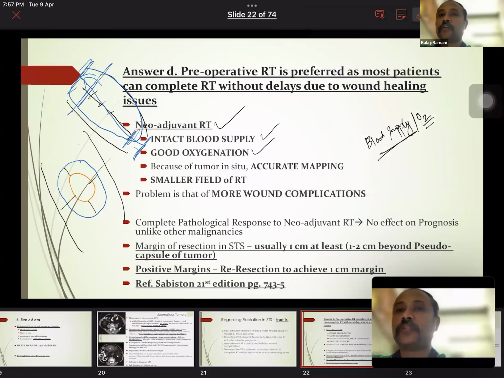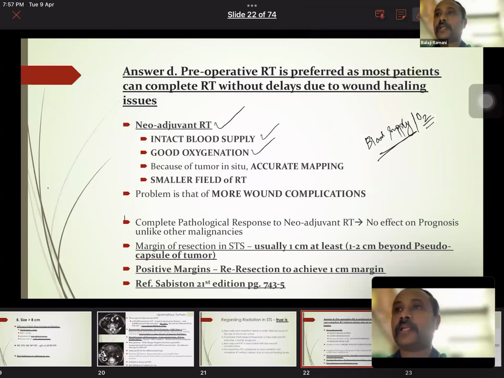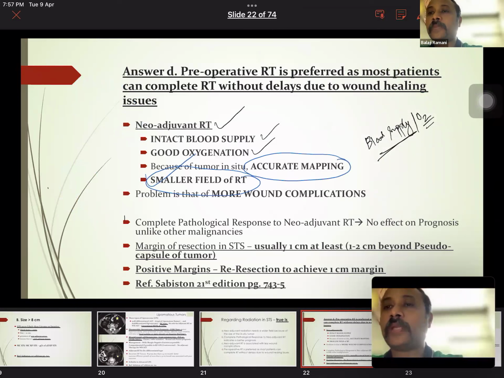So the other advantage of giving pre-operative RT is that there will be a smaller field of RT, and there will be an accurate mapping. In the post-operative scenario, there will be a lot of edema, induration, all that in the surrounding areas. So we will not know which is the affected area. So we have to give much wider margins. So in essence, whenever we know for sure that radiation is indicated, the preferred modality is neoadjuvant radiation because of good oxygenation, intact blood supply, accurate tumor marking, and a smaller field of radiation.